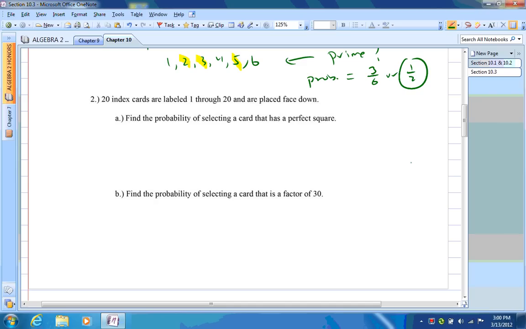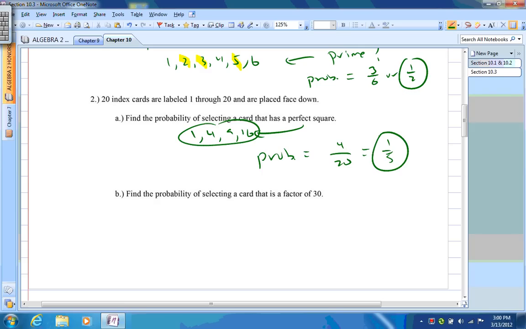Let's look at number 2. Let's say you have 20 index cards labeled 1 through 20, placed face down. Find probability of selecting a card as a perfect square. Well, if you think about it, the numbers 1 through 20, those are perfect squares: 1, 4, 9, and 16. And because there are 20 possibilities, the probability is 4/20, or 1/5. Same thing as saying 20%.